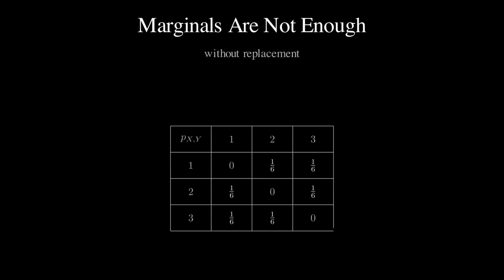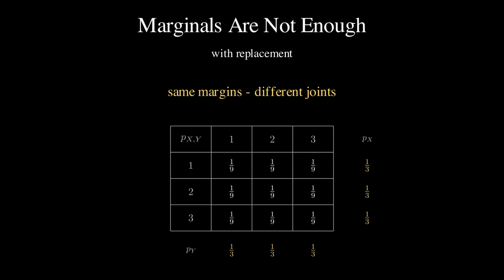Now change one word in the experiment: draw the two balls with replacement. The table transforms. Every cell becomes 1/9, diagonal included, because the first ball goes back before the second draw. Sum the rows and columns, 1/3 everywhere. The marginals are exactly the same as before. Same margins, different tables. And that is the lesson.